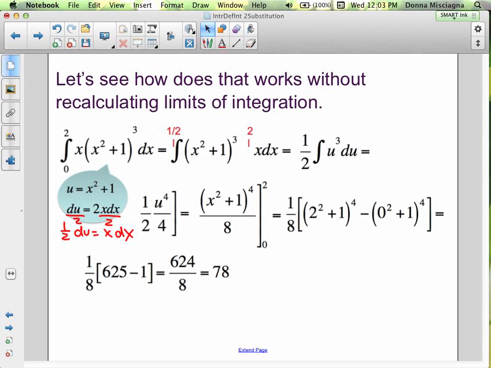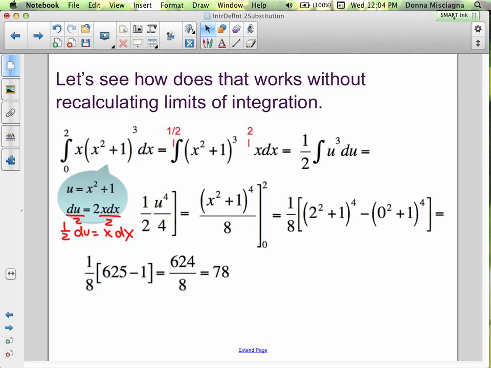And now we substitute back, replacing the u with x squared plus 1. We multiplied the 2 and the 4 here. Now we're using our old limits of integration, from 0 to 2. So we plug in the 2, and we plug in the 0. If we plug in the 2, we get 4 plus 1, which is 5 to the 4th, so that'd be 625 minus 0. Then we multiply that by 1/8.